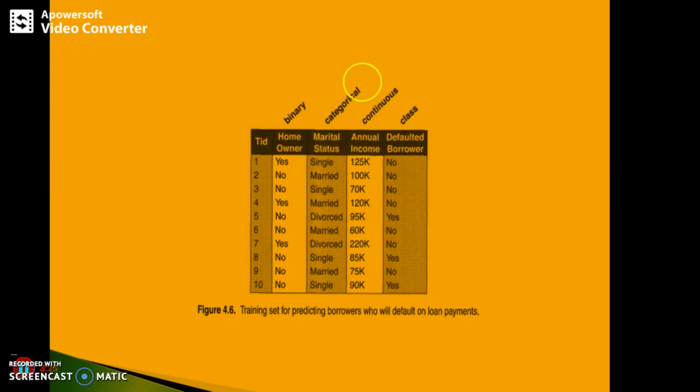And the next one is annual income. Annual income has continuous values, from 60k, 70k, 85k, 95k, up to 220k. Homeowner I can call a binary attribute, because you have only 2 values. Marital status is not binary, it has 3 values: single, married, divorced, and you can call it a categorical attribute. The next one is continuous, with all possible values. The last one is the class group.